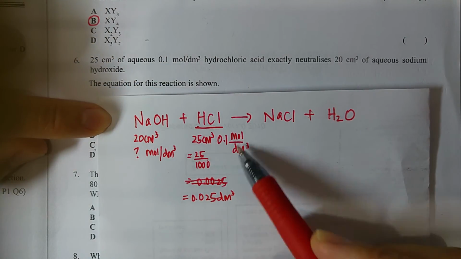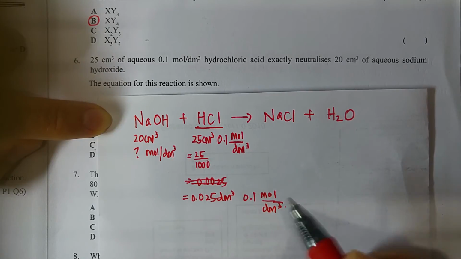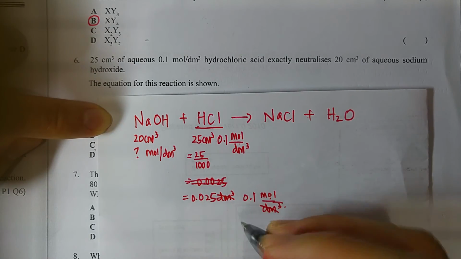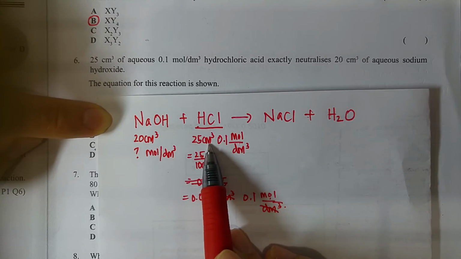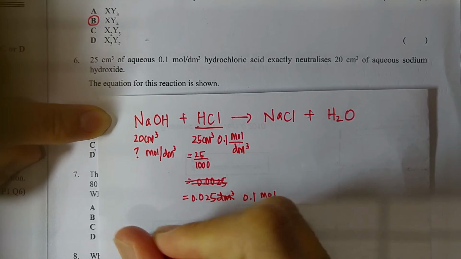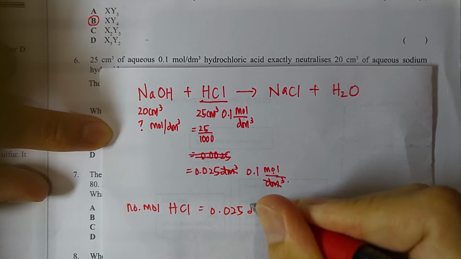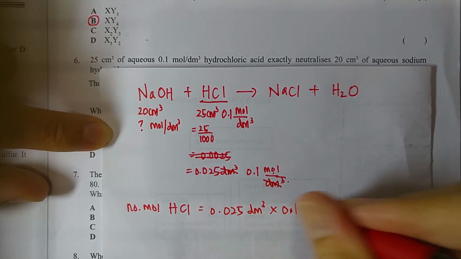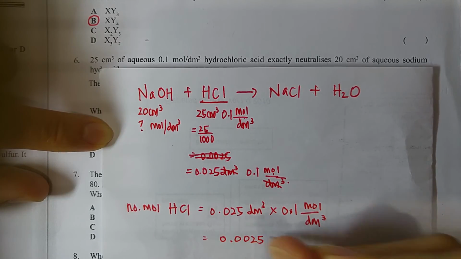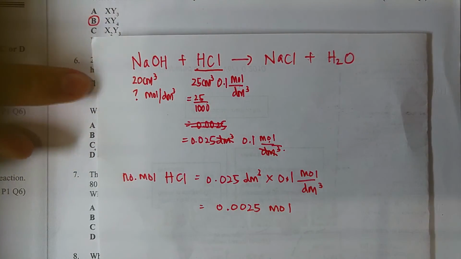So when you multiply these two numbers together, 0.1 mole per dm cube, what do you get? The dm cube will be cancelled off. You get mole. Which means that when you multiply these two numbers together, you get the number of mole for HCl. So number of mole of HCl is 0.025 dm cube times 0.1 mole per dm cube, and that would give you 0.0025 mole. Alright, that is for HCl.